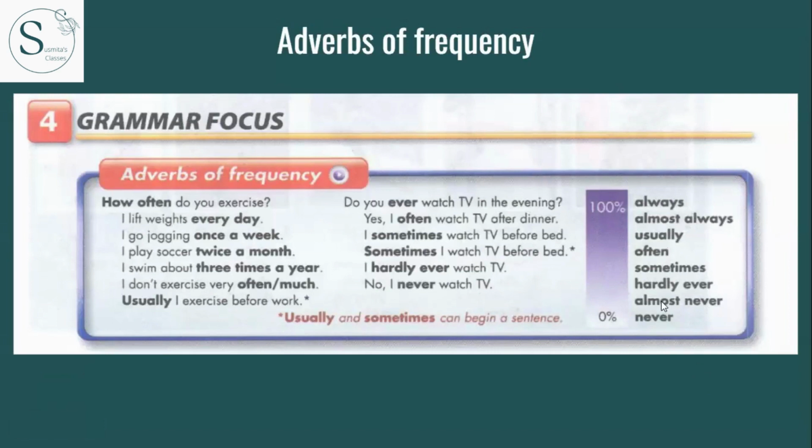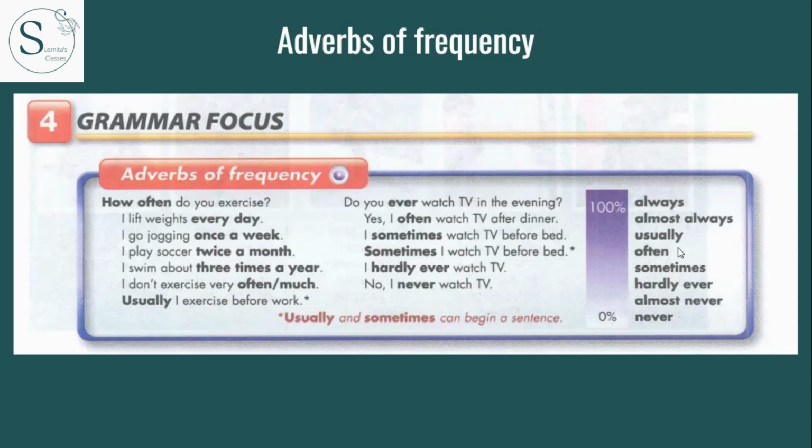So what do we mean when we say never? Never means 0%, zero frequency. Almost never means very little, so around 5% or 10% frequency. I can say, I almost never go out. Hardly ever, again, is low frequency. I can say, I hardly ever go out. Then we have sometimes. I sometimes go out on weekends. That is how I can use it.